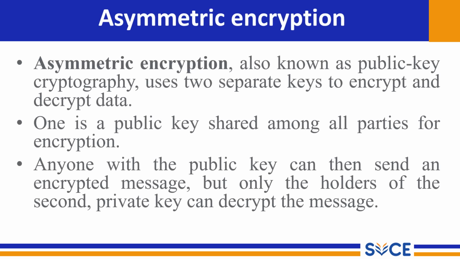Next one is asymmetric encryption. It is also known as public key encryption or public key cryptography, which uses two separate keys. One is used for encryption and another is used for decryption. One is a public key, which is shared among all the parties for encryption. Anyone who has the public key can send an encrypted message, but only the holder of the second private key can decrypt that particular message.